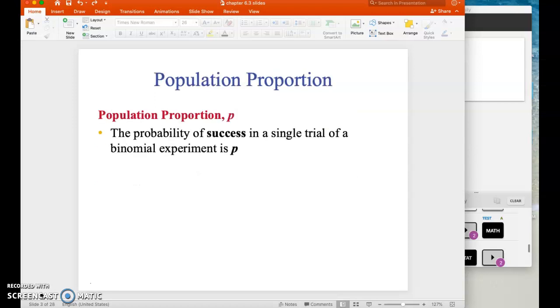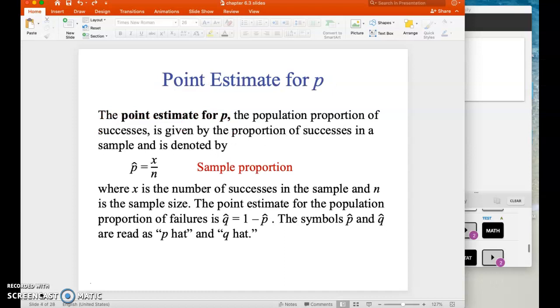The population proportion P is the probability of success in a single trial of a binomial experiment. The point estimate for P, the population proportion of successes, is given by the proportion of successes in a sample and is denoted by P hat equal to X divided by N, where X is the number of successes in the sample and N is the sample size. The point estimate for the population proportion of failures is Q hat, which equals 1 minus P hat. The symbols P hat and Q hat are read as P hat and Q hat.